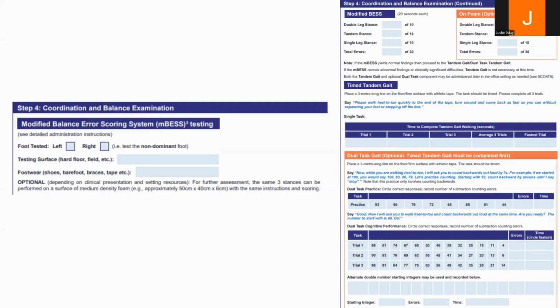That'll be them removing their hands from their hips, having to open their eyes, any sudden movements or shifting in their feet. We'll then move on to tandem stance, where we'll have their dominant foot forward. They'll do once again for 20 seconds. We'll then do single leg stance with their eyes closed as well. And we're notating all of these errors through the 3 tests, and it'll be out of 30 for that. We then have a timed tandem gait that's going to have a 3-meter long line placed on the floor. We'll have them hands behind their back, walk heel to toe as fast as they can. We time these. We're going to do it 3 times and take an average of the 3 trials and then notate the fastest trial as well.